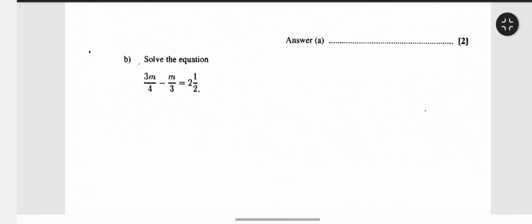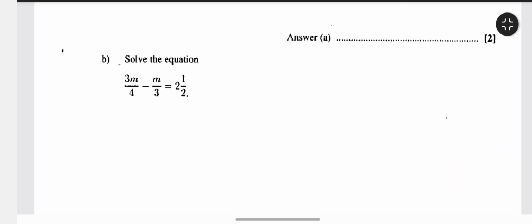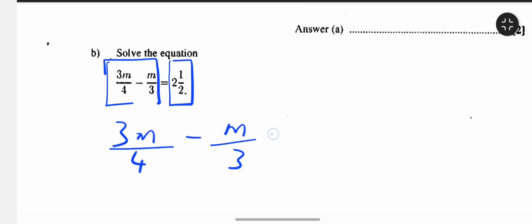Okay, for the next and last question, we do have this question from November 2018 paper 1, and it has got 2 marks. So working it out, we do have this part of the question, and these are 2 equations. So we need to simplify them, and we also need to simplify this part as well, because it's much easier working it out as an improper fraction. So it's going to be 3m over 4 minus m over 3.